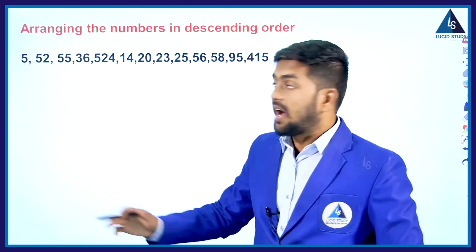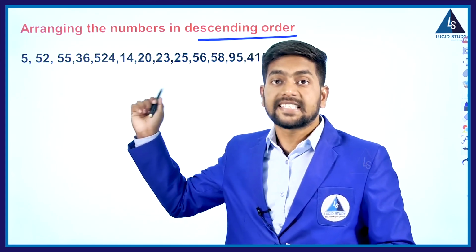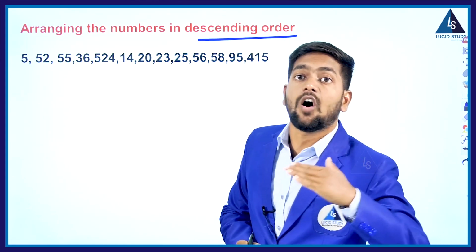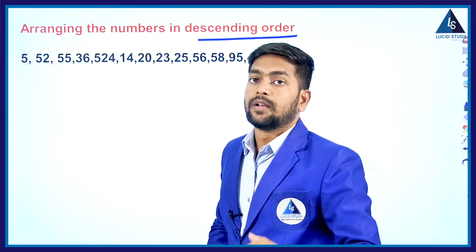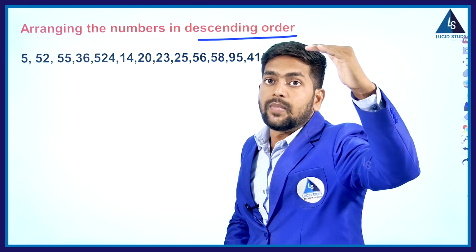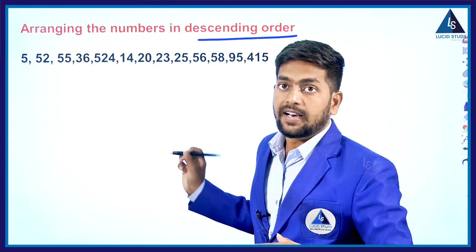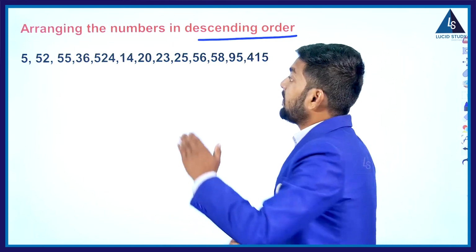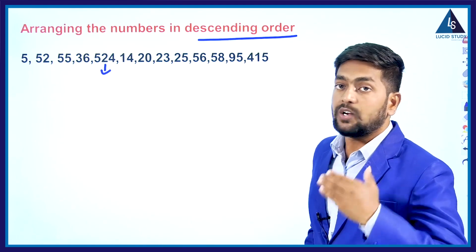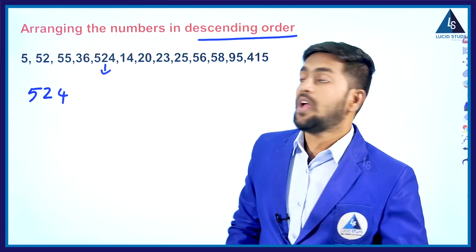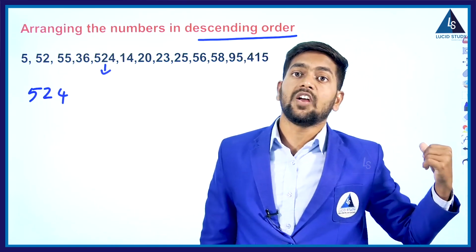Now arrange the numbers in descending order. Descending order means arranging the numbers from greater number to smaller number. We have to arrange the greater number first, and after that the smaller numbers. So in this, the greatest number is 524, so the first number will be 524, and in the last position we will get the smallest number, which is 5.